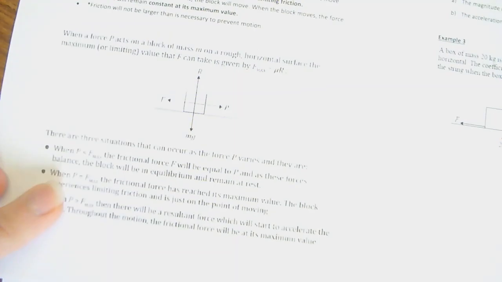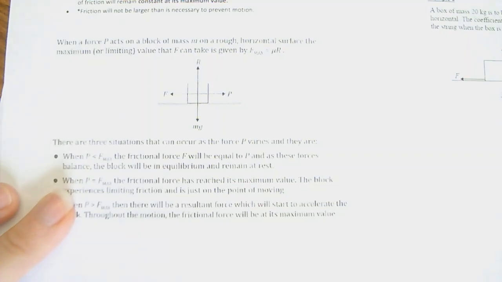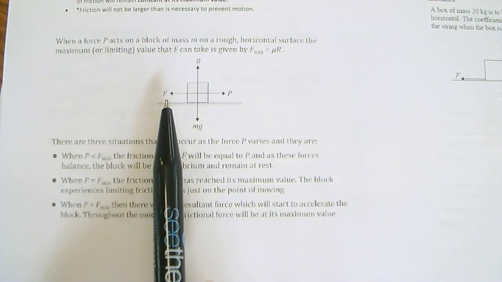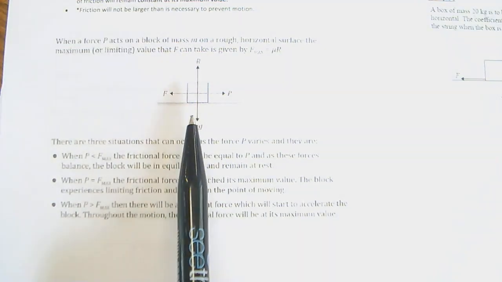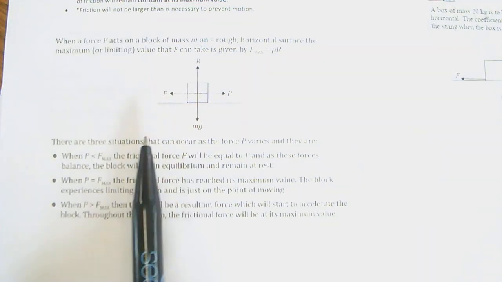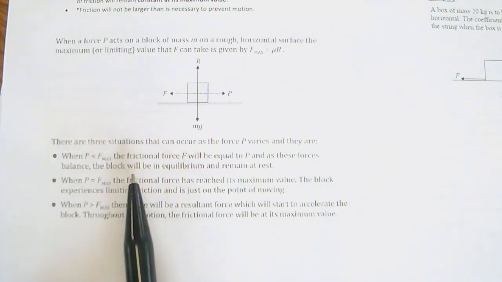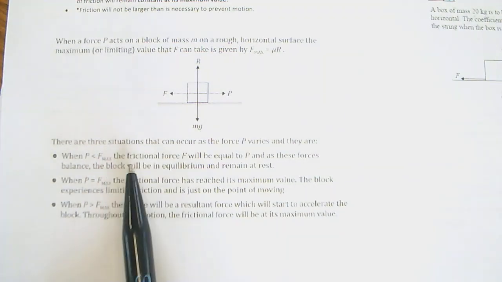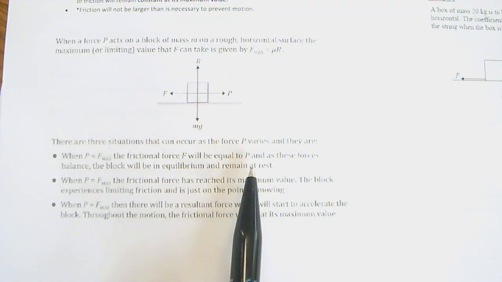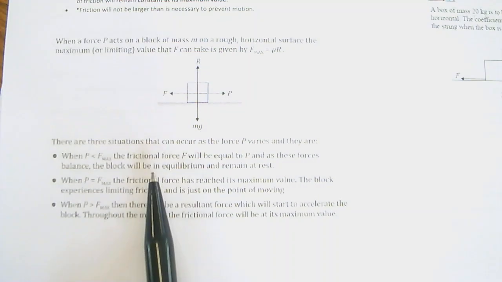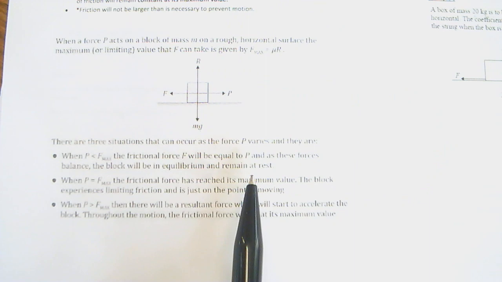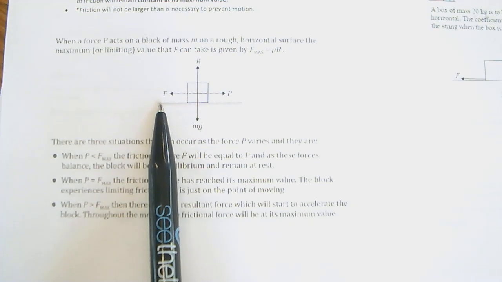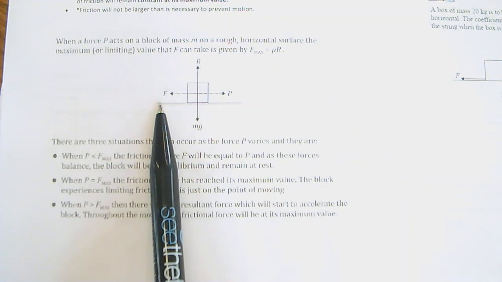If you have a look at this example here, you've got a force P acting on this object, you've got friction in the opposite way, you've got reaction, and you've got mass times gravity. There's three situations. The first situation, when P is less than friction, the frictional force will equal P as these forces balance, and it will be in equilibrium and remain at rest. So if this force here is smaller than friction, it's not going to move.